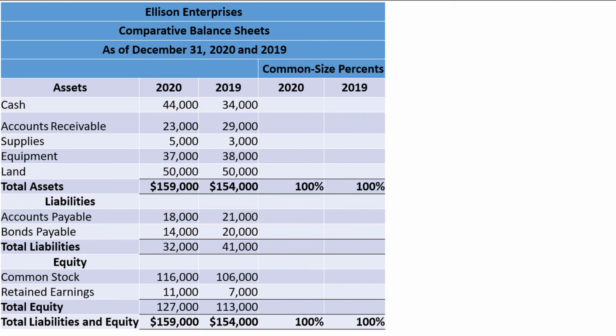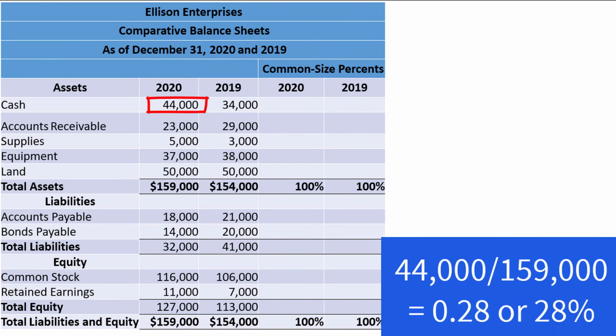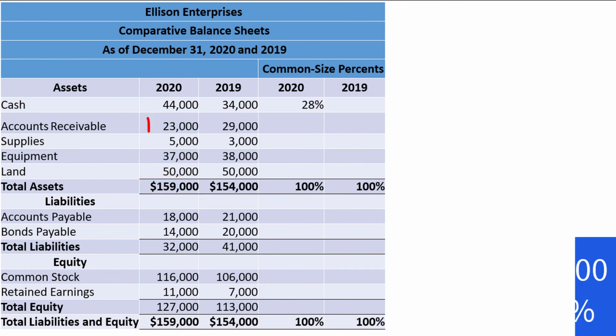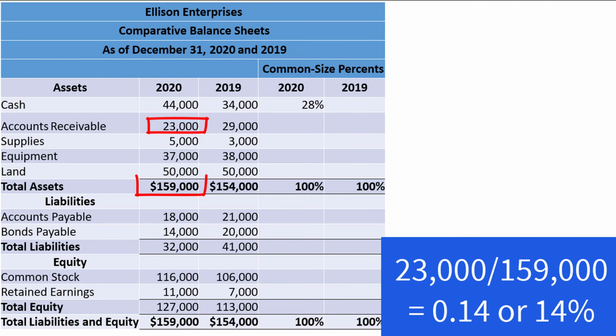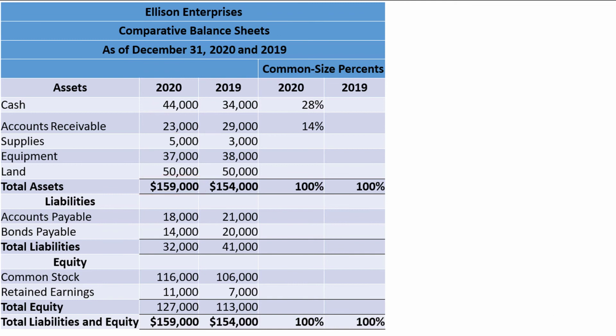For example, we take the $44,000 of cash in 2020 and divide by the $159,000 of total assets. This gives us approximately 0.28, which is 28%. For accounts receivable in 2020, we have $23,000 divided by $159,000, which is approximately 0.14 or 14%. We can use the same process to find the common size percentages for all values in 2020, including the totals. All we are doing is taking each item and dividing by the $159,000 of total assets.